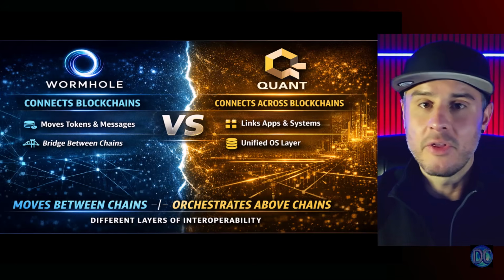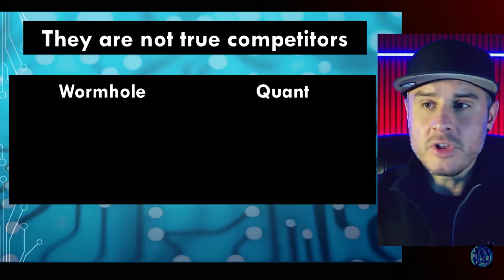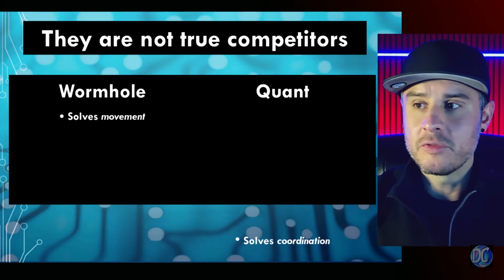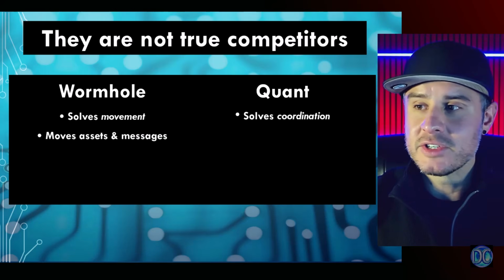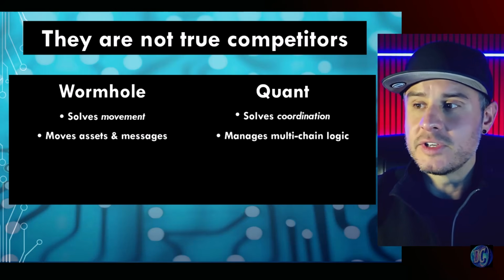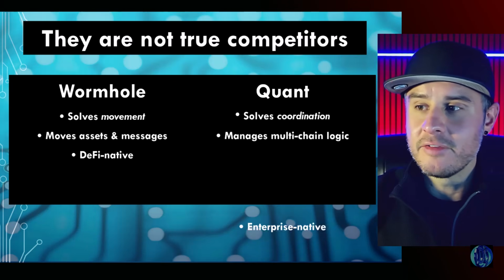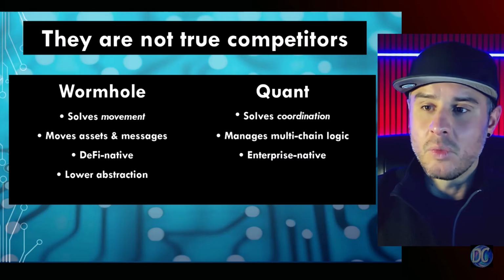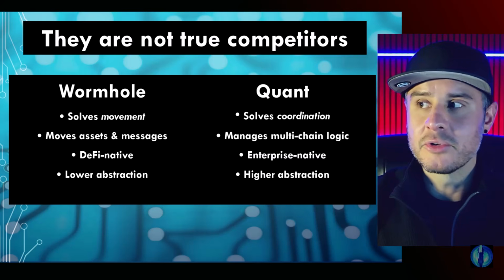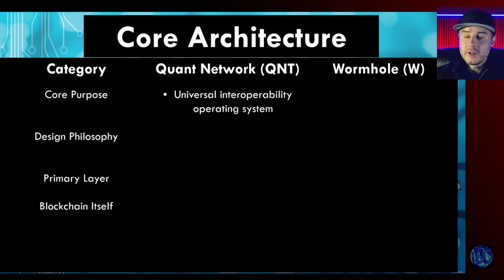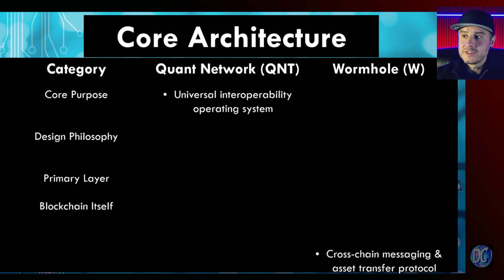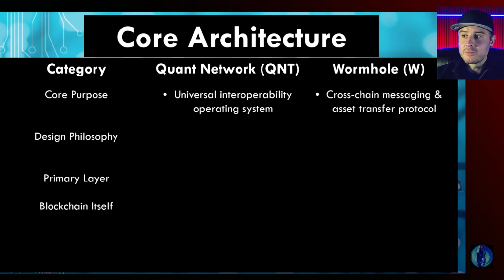We're going to show how they're not competitors. Take a look at your screen. Wormhole solves movement, whereas Quant solves coordination. Wormhole moves assets and messages. Quant manages multi-chain logic. Wormhole is DeFi native, Quant is enterprise native. Wormhole is lower abstraction, Quant is higher abstraction. As we move through the core architecture, Quant's core purpose is universal interoperability and an operating system, whereas Wormhole's core purpose is a cross-chain messaging and asset transfer protocol.